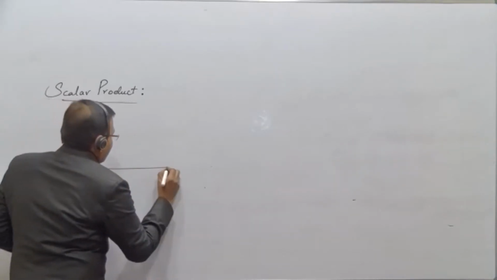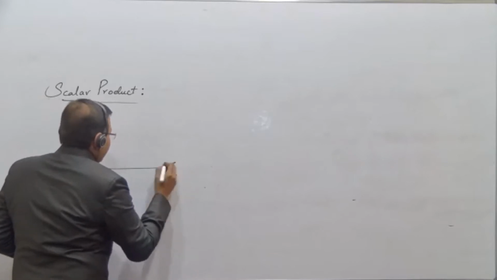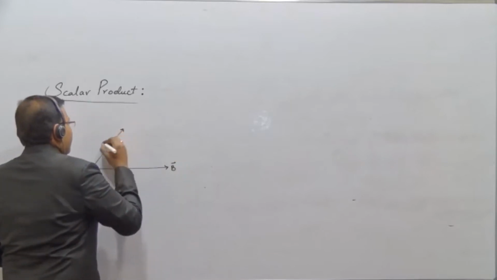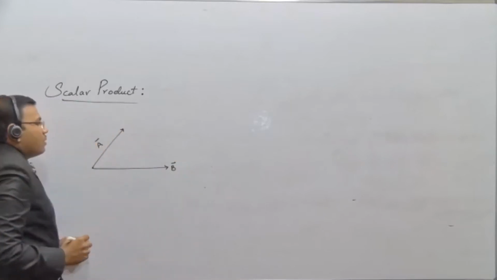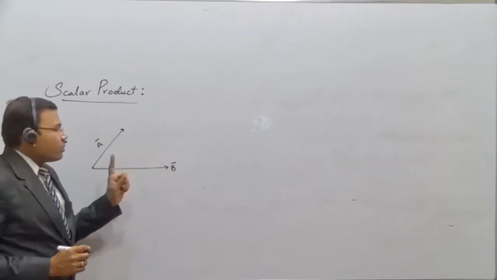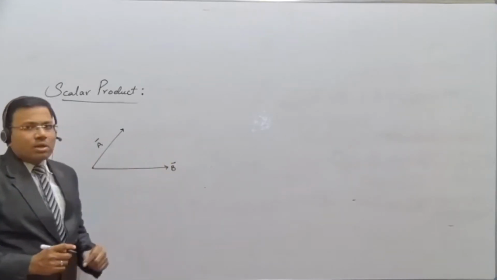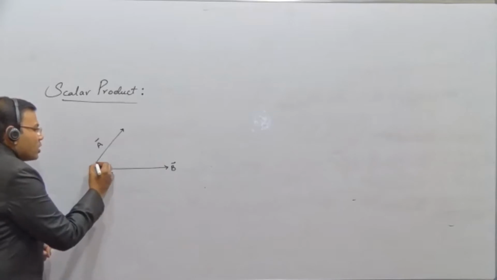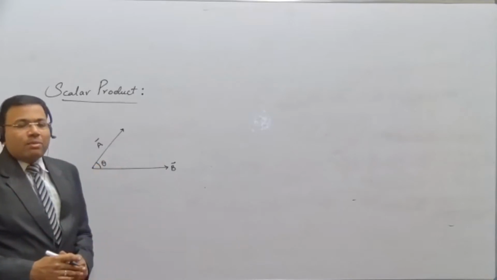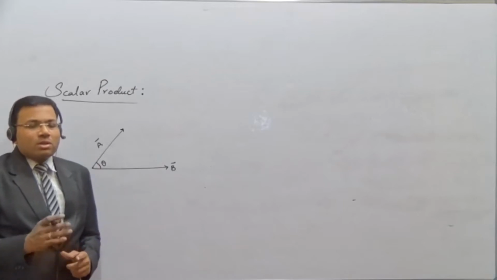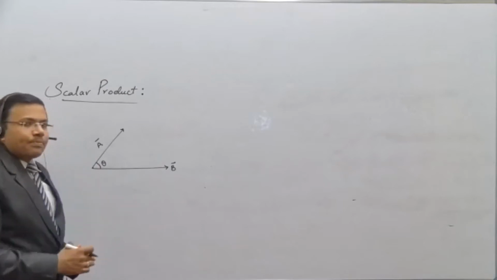See, this is vector B and this is vector A. Vectors are represented by bars. So A bar is a vector, B bar is also a vector. Suppose these two vectors are inclined at an angle theta. That means the angle between these two vectors is theta.